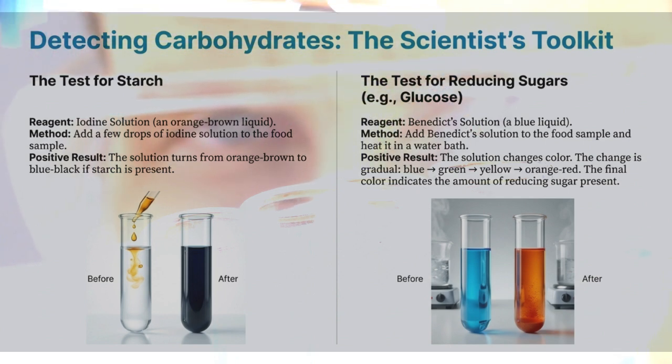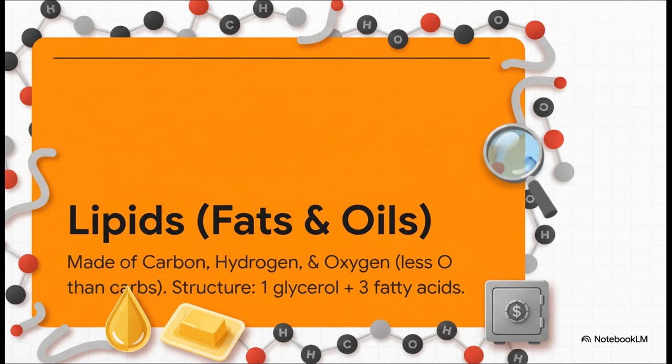Pretty neat, right? Okay, let's switch gears to our other energy providers, lipids. You probably know them as fats and oils. They're also made of carbon, hydrogen, and oxygen, but they have way less oxygen than carbs do. Their structure is really consistent. You've got one glycerol molecule holding onto three long fatty acid chains. You can kind of think of them as the body's high-density energy vault.